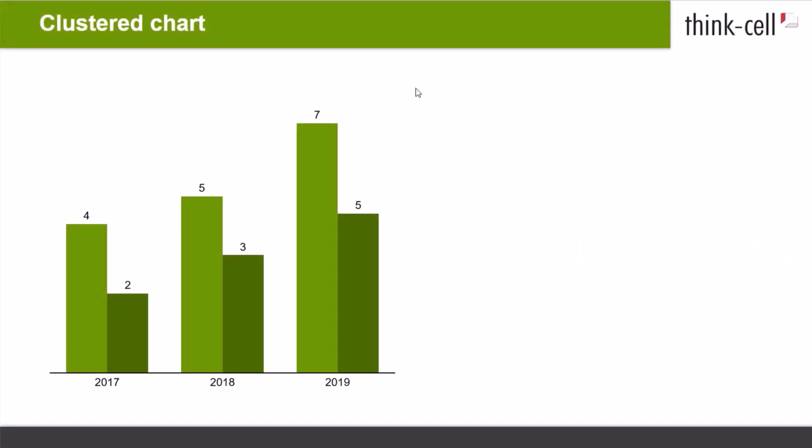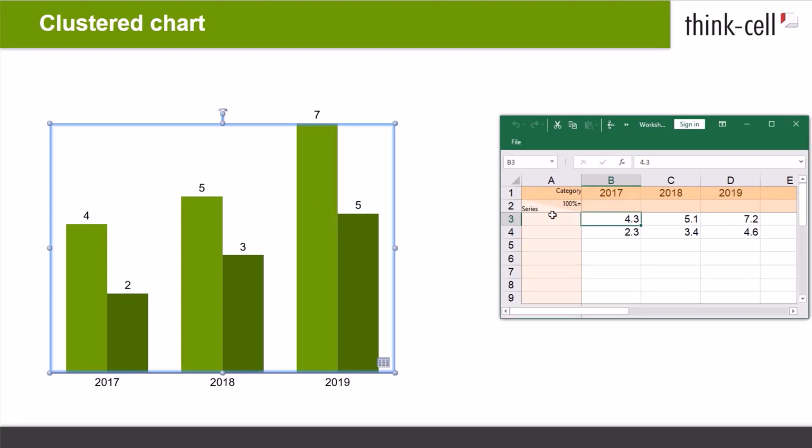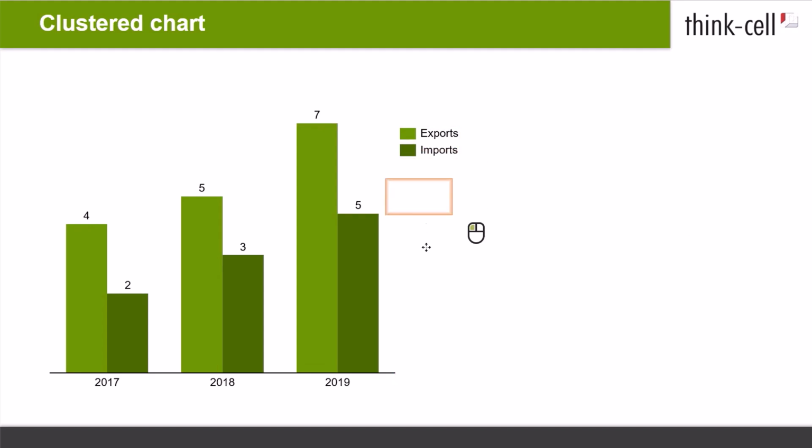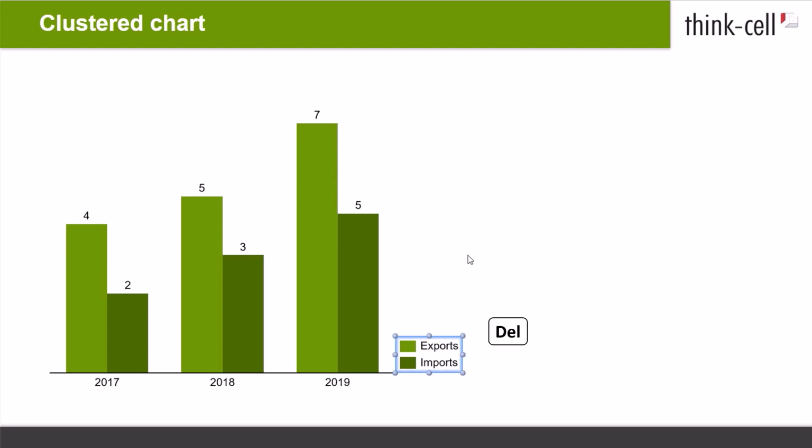The default clustered chart comes with category and total labels. If you name the series in the datasheet, the chart will also display a legend. If needed, you can easily move the legend by clicking on its frame and dragging it to a different position. To remove the legend, select it and hit the Delete key.